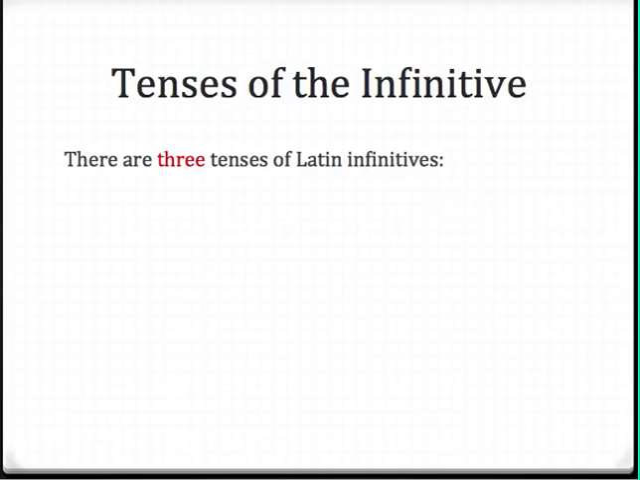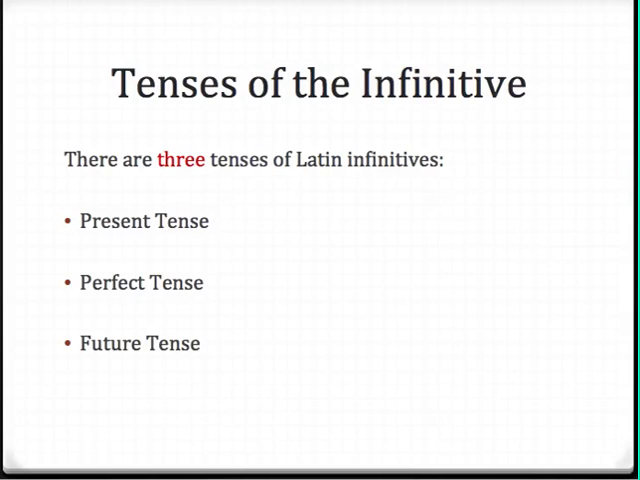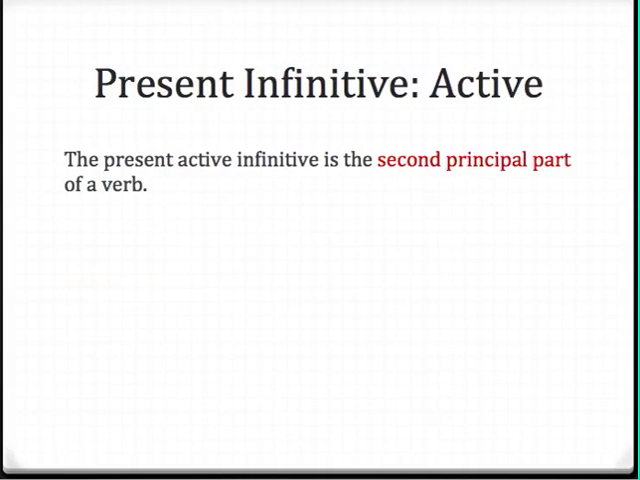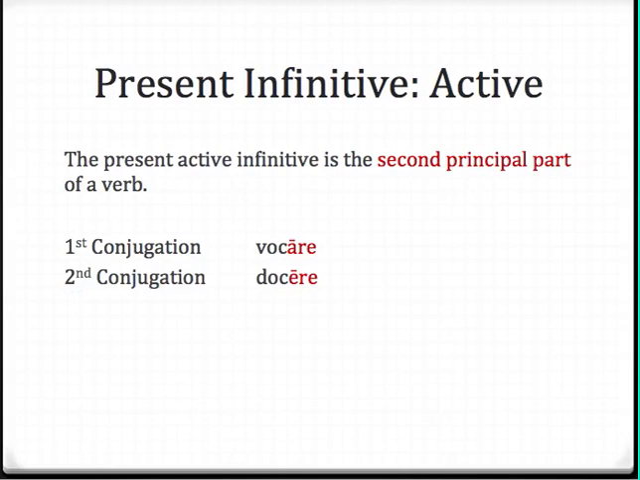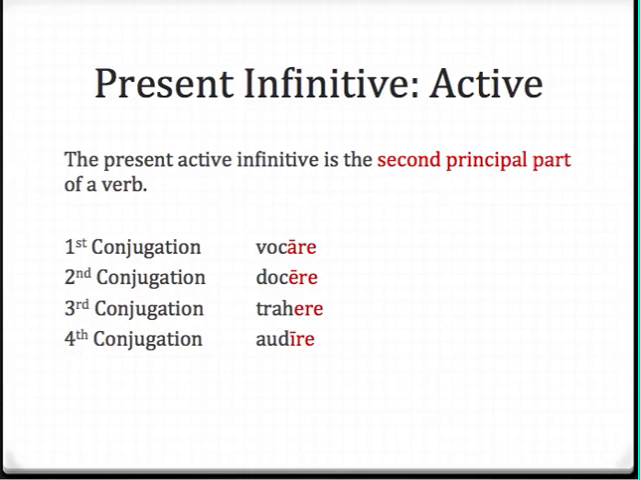There are three tenses of Latin infinitives: the present, the perfect, and the future. The present active infinitive is the second principal part of a verb. For the first conjugation, this ends in -are, the second -ēre with a long e, the third -ere with a short e, and the fourth -ire.